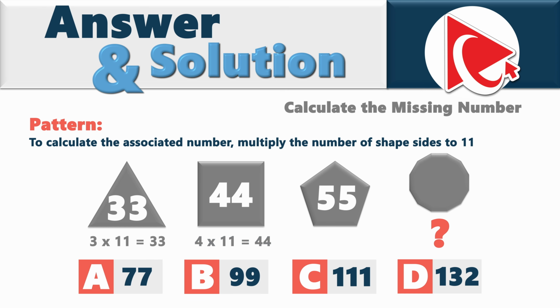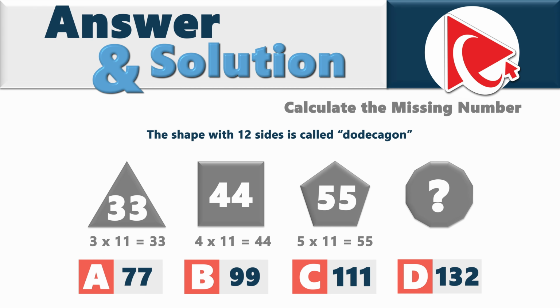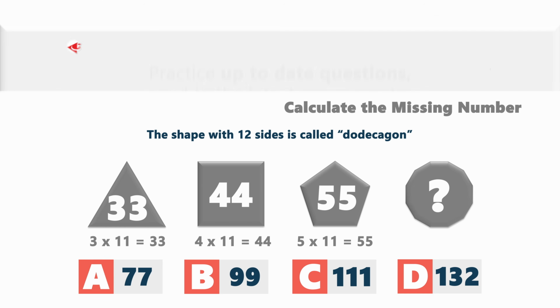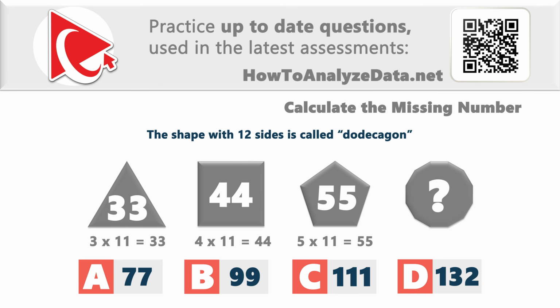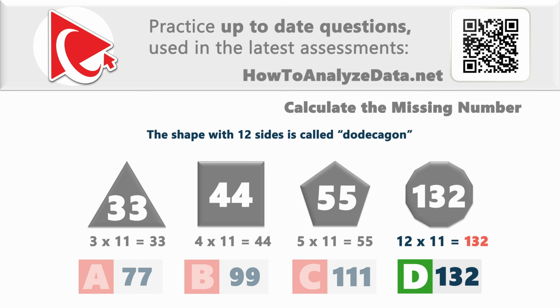The next shape is pentagon. Pentagon has 5 sides. 5 multiplied by 11 equals 55. And now comes the most interesting part. Did you know that the shape with 12 sides is called the decagon? And to calculate the number associated with the decagon, we need to multiply 12 by 11, and the end result of this is 132. So the correct answer here is choice D, 132.